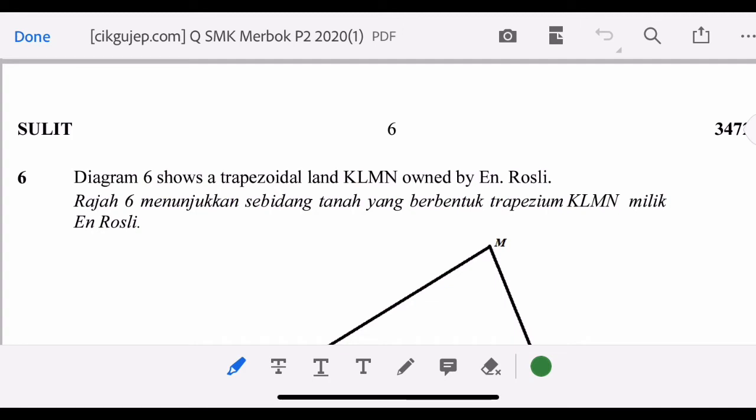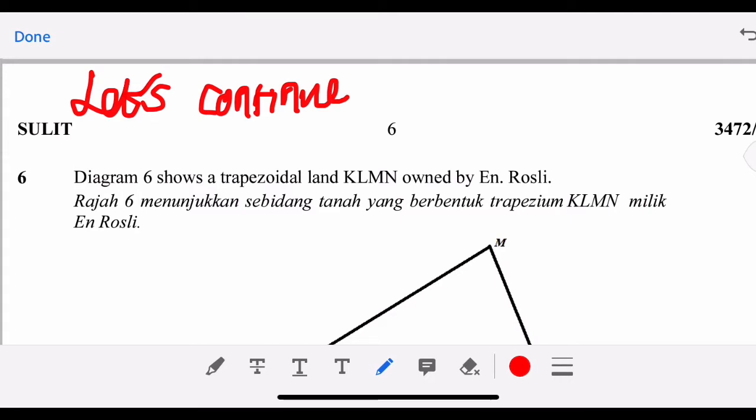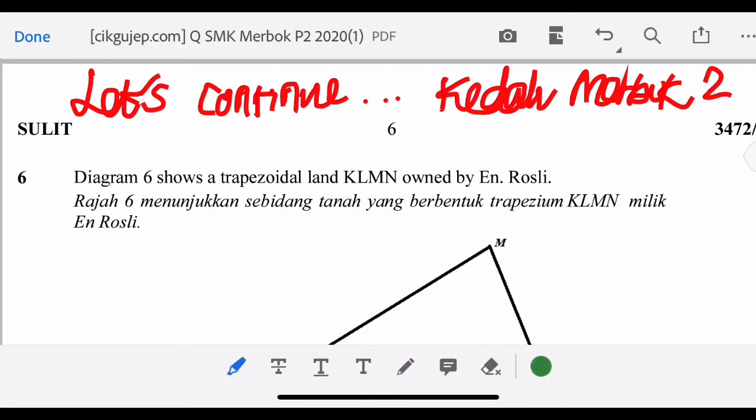Hi guys, let's get started with question number 6. Diagram 6 shows a trapezium KLMN. So this is actually the diagram given for the question. We are going to solve the vector problem.